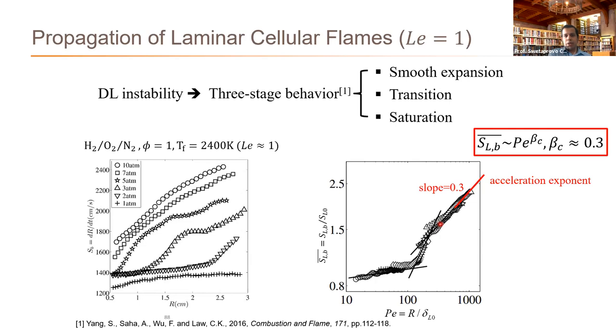So remember, in turbulence, your beta T, the scaling exponent with Peclet number, was about 0.67. In here, your scaling exponent is about 0.3.